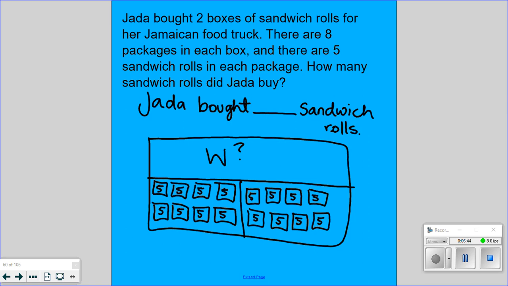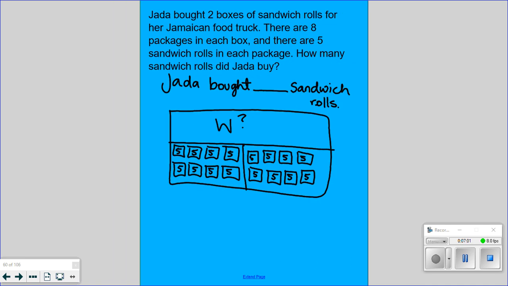Okay, so we're going to start with rolls. How many rolls are there? 5 in each package. How many packages are there? Okay, so we've got 8 groups of 5. What is 8 groups of 5? Someone explain that to me. Using my story, where did I get 8 groups of 5? Where did that come from? Macklin?